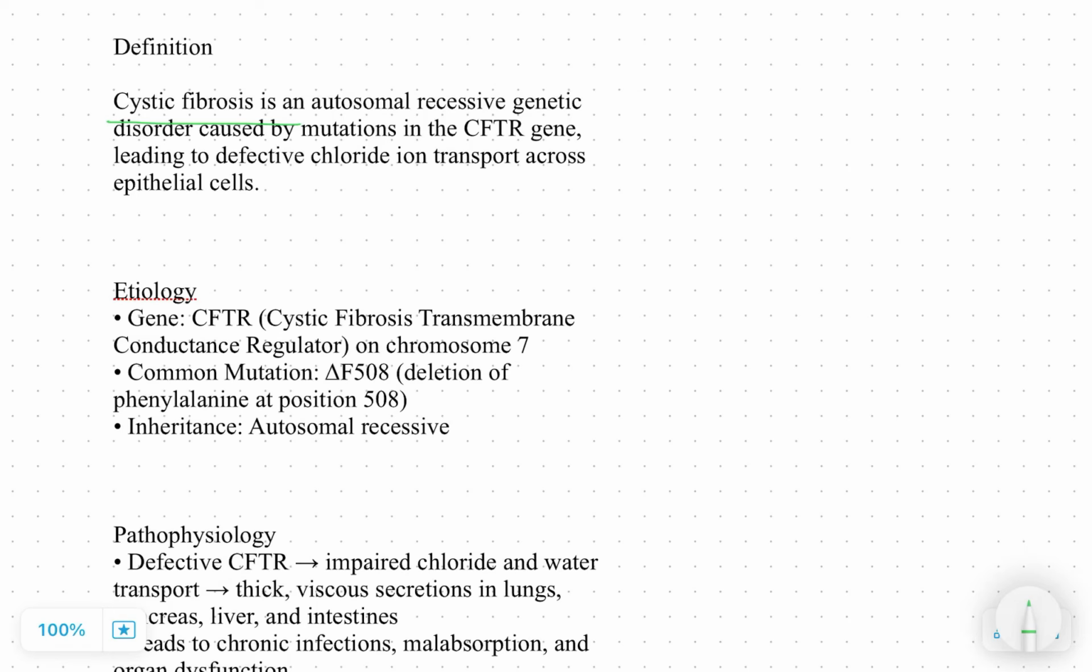Hello everyone, in this video we are going to discuss cystic fibrosis. It is an autosomal recessive genetic disorder caused by mutations in the CFTR gene, that is cystic fibrosis transmembrane conductance regulator gene, located on chromosome 7. The mutation is a deletion of phenylalanine at position 508. It is an autosomal recessive condition.